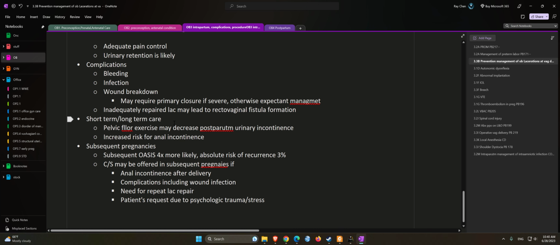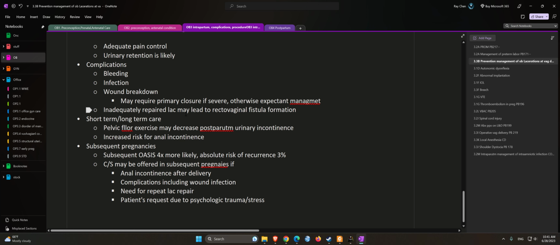Subsequent pregnancies. The patient is at a 4 times risk to have another OASIS. However, patients should be informed the absolute risk of recurrence is only about 3%.